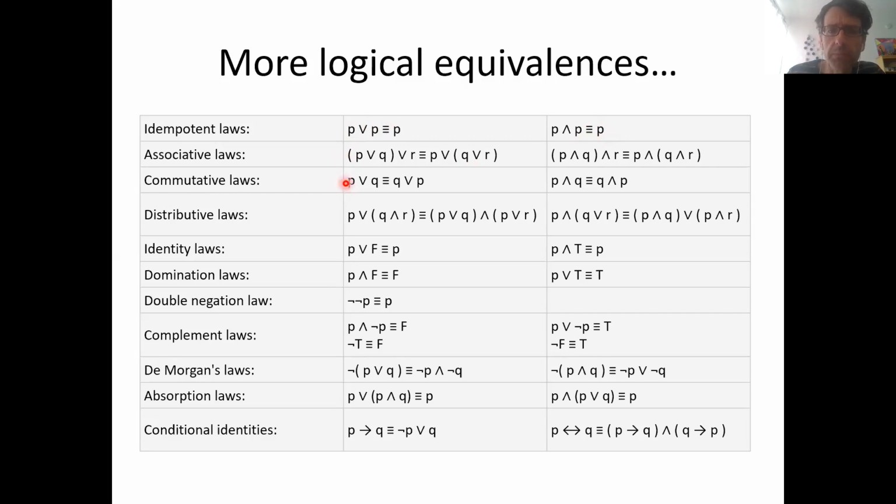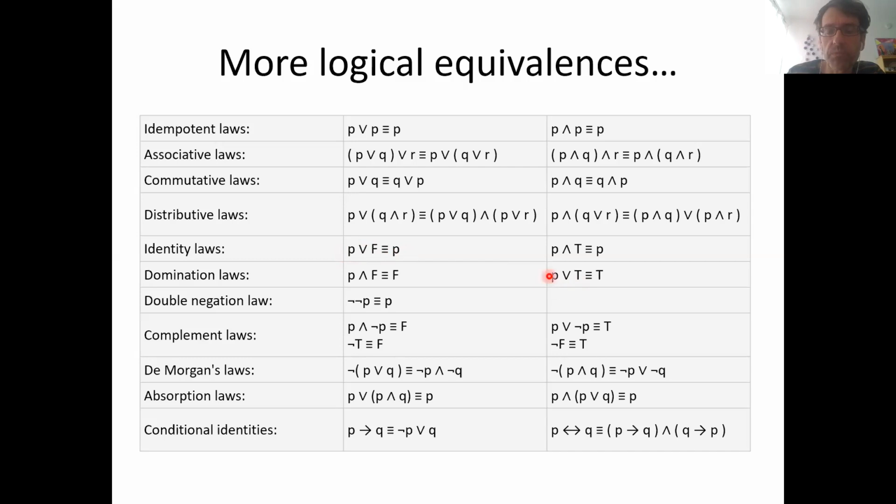Associative laws we've seen, commutative laws, immediate, right? The order of elements when you say or does not matter. And likewise, if you say and, it does not matter. Now, okay, let's skip this one, identity law. So that's a very simple one. If I say either false or something, that's equivalent to that something.